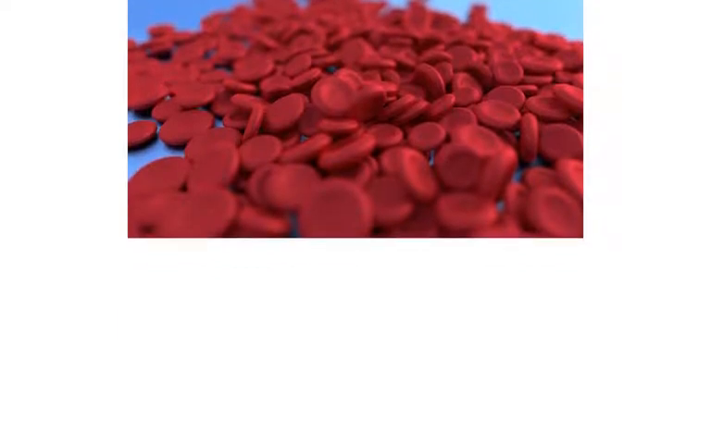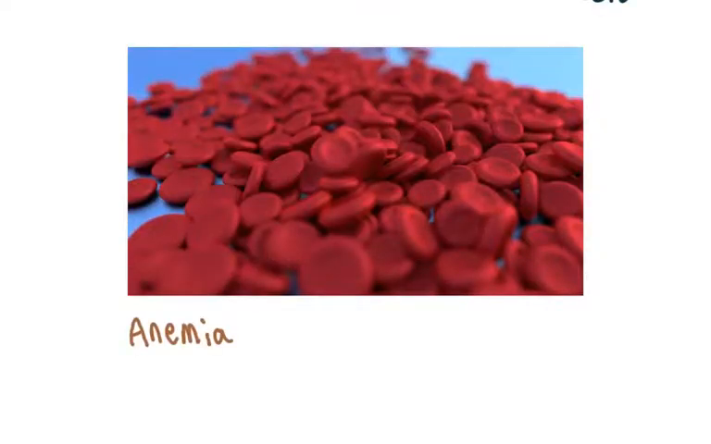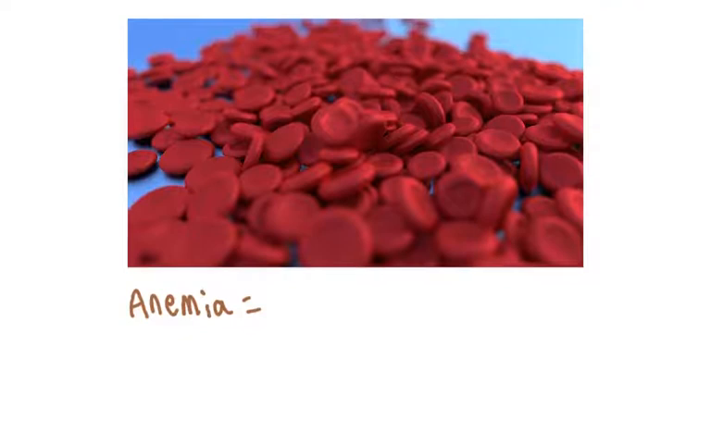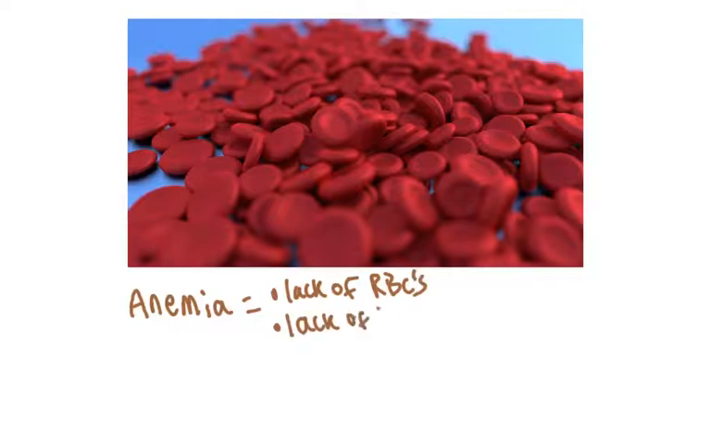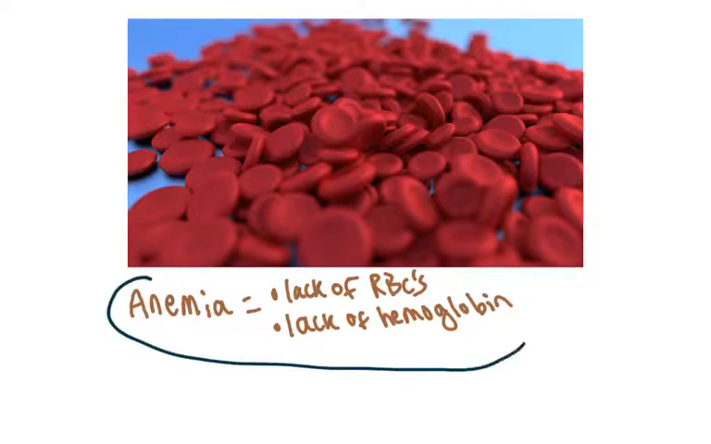Alright, so first of all, let's briefly go over the quick overview of the definition of anemia. Pretty much, you can split anemia into two separate bullet points: it's either going to be a lack of red blood cells, or it's going to be a lack of hemoglobin. Those are the two main things to remember about the basic definition of anemia.